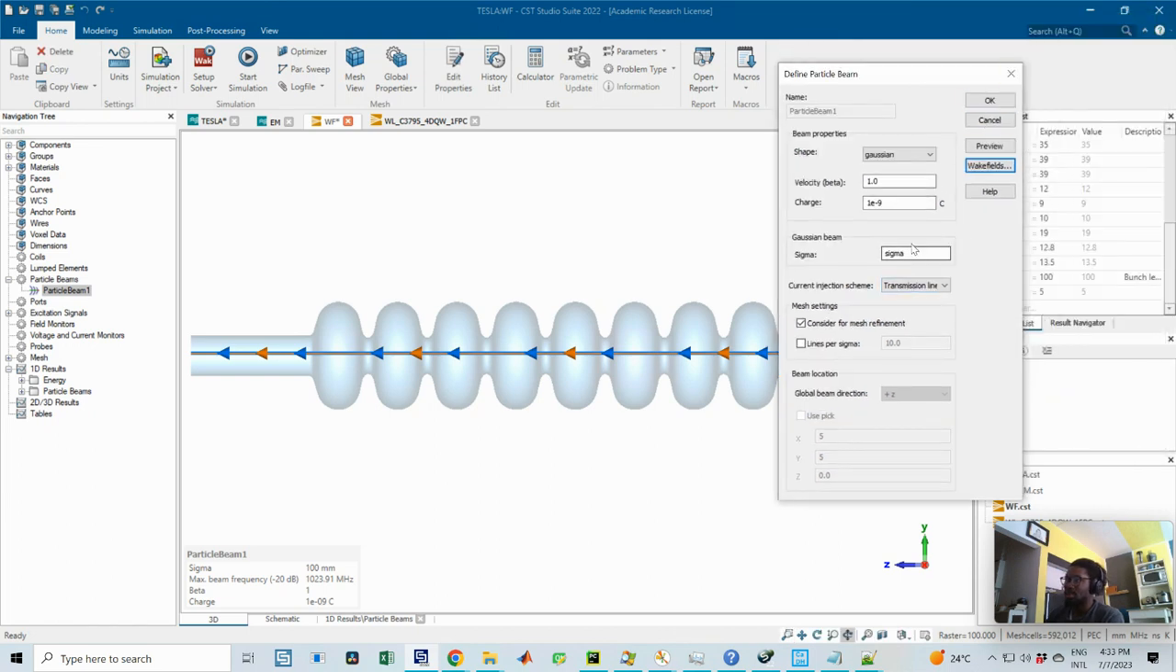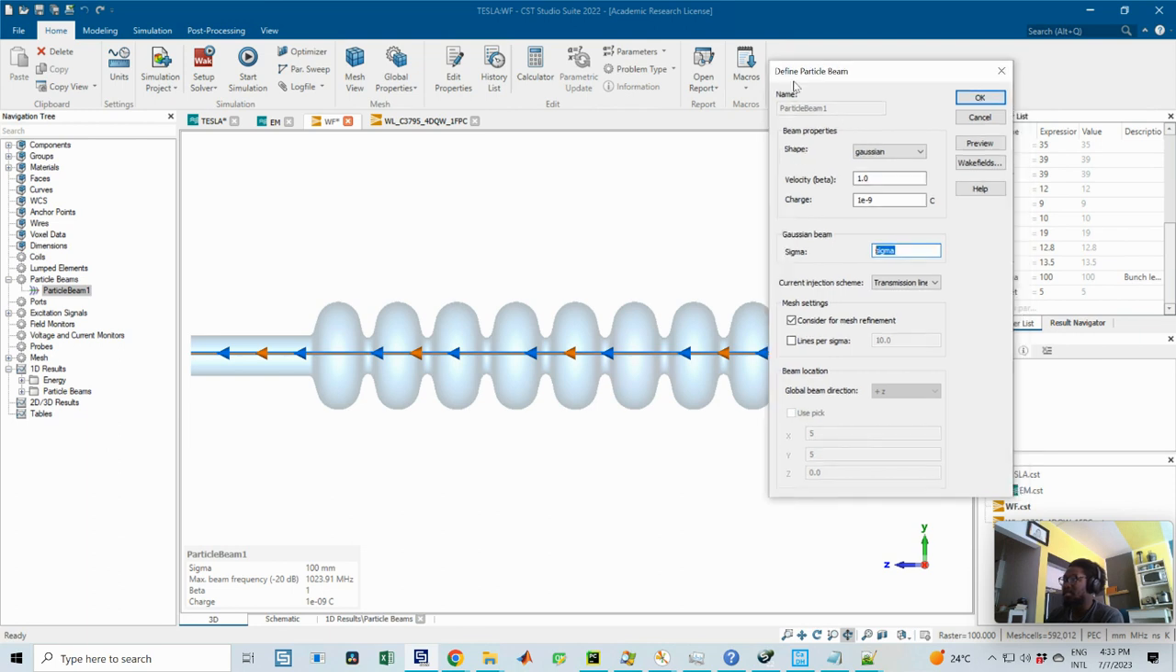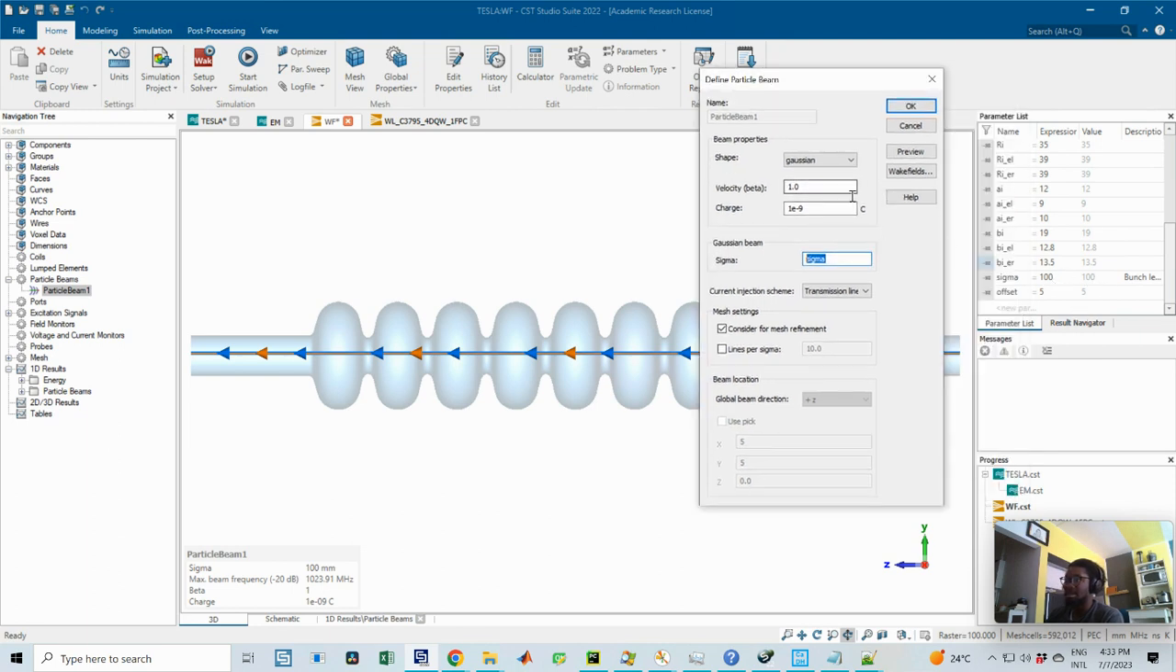So these were my settings, and my sigma is 100 millimeters, so that's my bunch length, and the total charge is 1e-9, so 1 nanocoulomb.